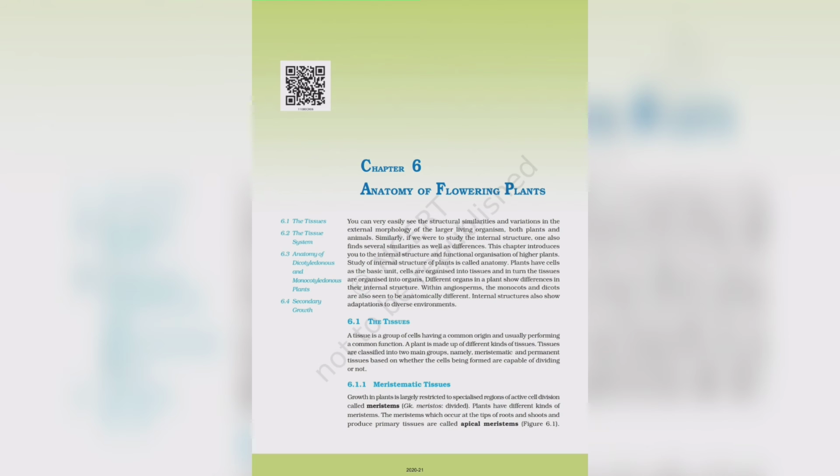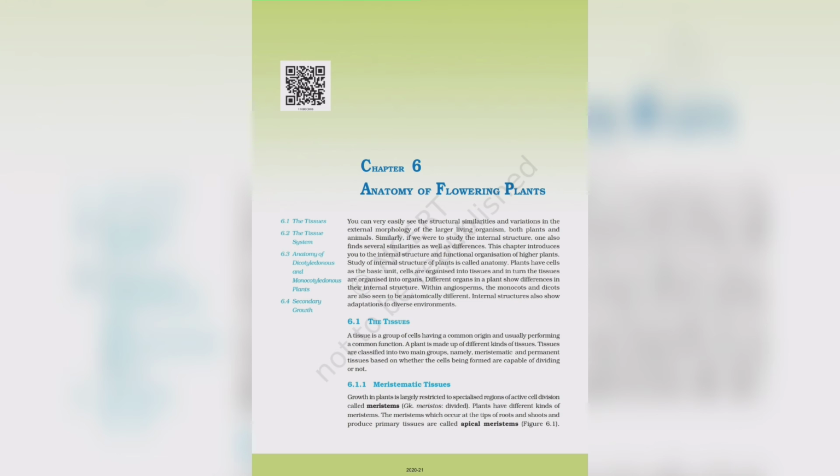6.4.1 Vascular cambium. The meristematic layer that is responsible for cutting off vascular tissues, xylem and phloem, is called vascular cambium. In a young stem, it is present in patches as a single layer between xylem and phloem. Later, it forms a complete ring.